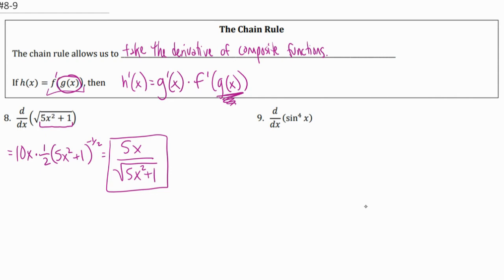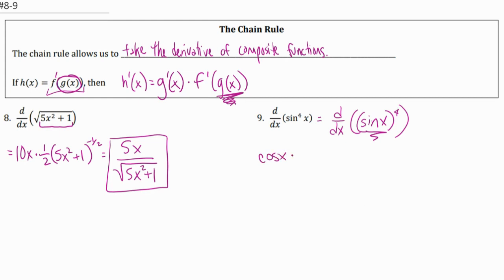And then here we have the derivative of sine to the 4th of x. Okay, well, that's the same thing as the derivative of sine x to the 4th power. All right, not a bad idea to rewrite it. So sine to the 4th of x is the same thing as parentheses sine x to the 4th. Okay, so let's do the derivative of the inside first. So the derivative of sine is cosine.